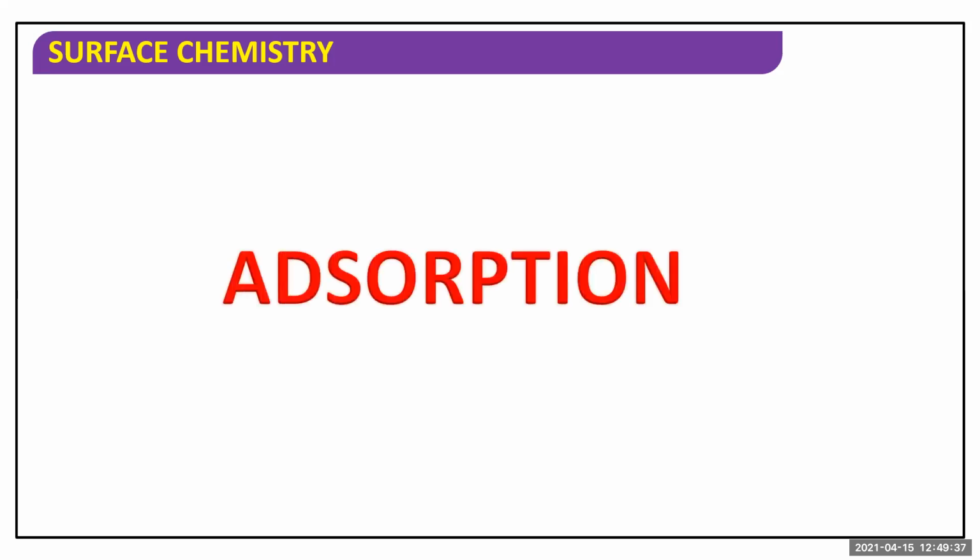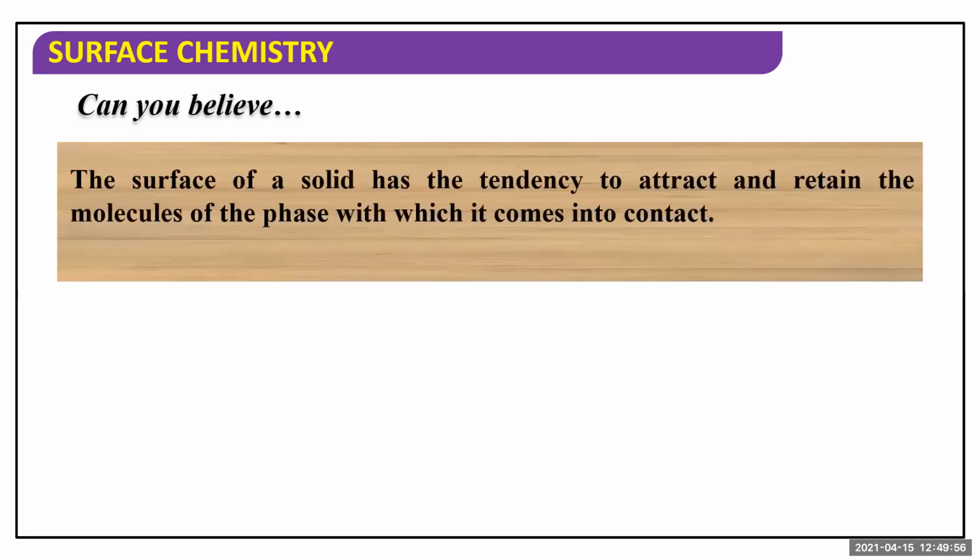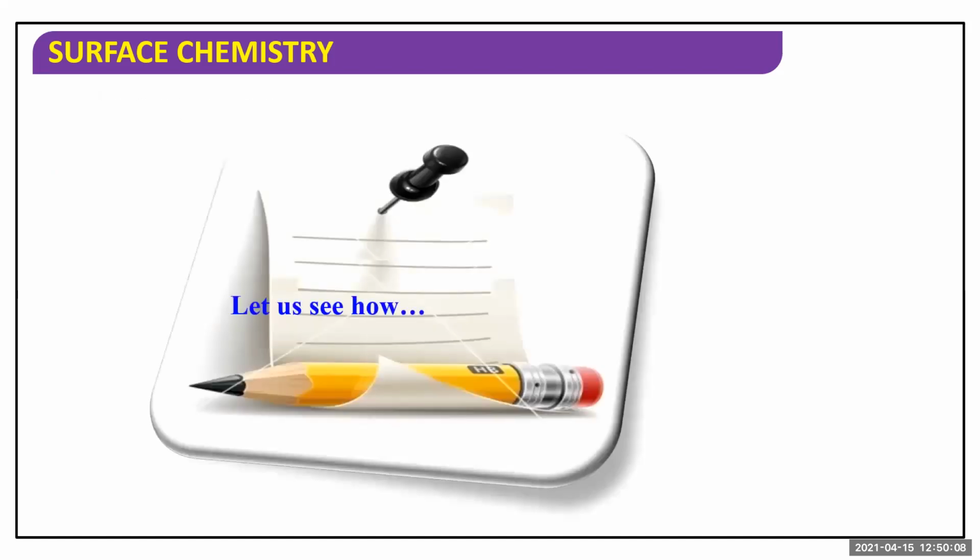Adsorption. What is adsorption and absorption? There are two terms, but in surface phenomena it is adsorption. The surface of a solid has the tendency to attract and retain the molecules of the phase with which it comes into contact. Let us see how.